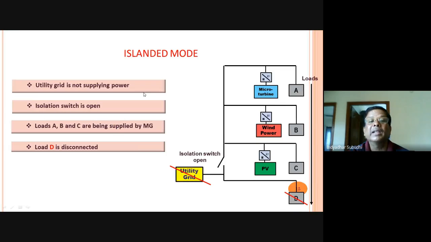But on the other hand, in the islanded grid, what happens when you disconnect the isolation switch? Then the loads A, B, C are getting power from the microgrid, but the load D, which is connected to the utility grid, doesn't get the power.